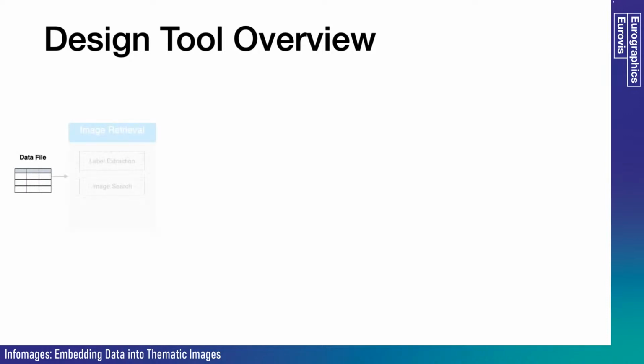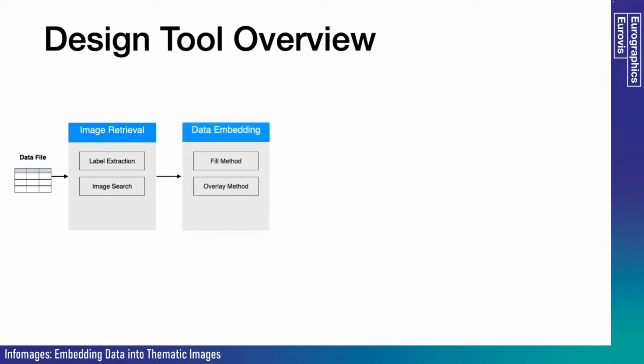Our tool first retrieves images related to the data. We do this by extracting the attribute labels as well as the name of the dataset, and use this information to retrieve images from a search engine such as Google Images. We also allow the user to import an external image. Once the images have been retrieved or the user imports an external image, the user moves on to the data embedding process. The user can select from two of the surveyed embedding methods, fill and overlay.